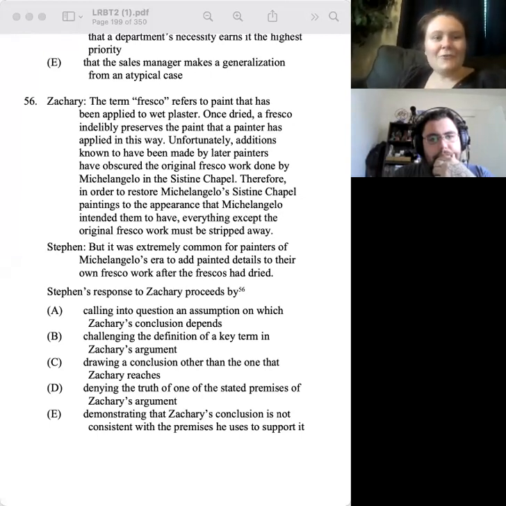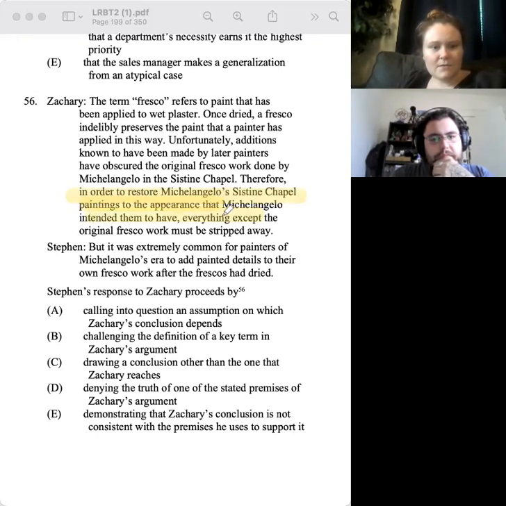Therefore, in order to restore Michelangelo's Sistine Chapel paintings to the appearance that Michelangelo intended them to have, everything except the original fresco work must be stripped away. All right, so Zachary's conclusion is that in order to restore it, everything except the original fresco work has to be stripped away. And then how does Stephen respond?